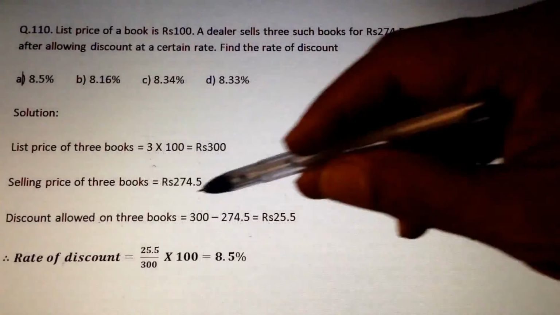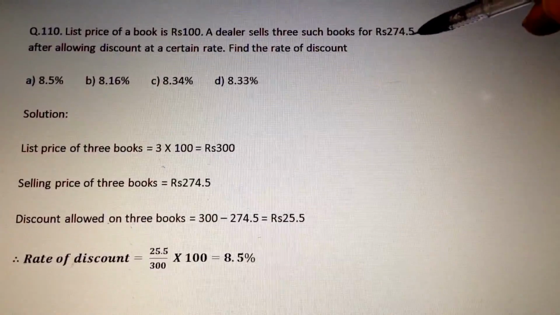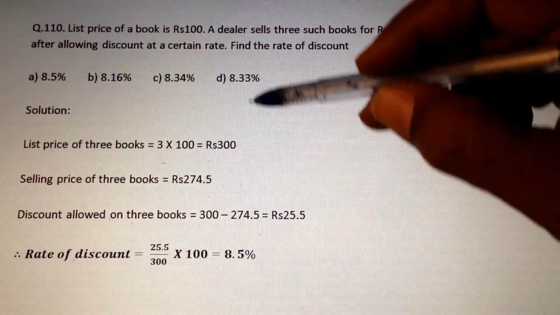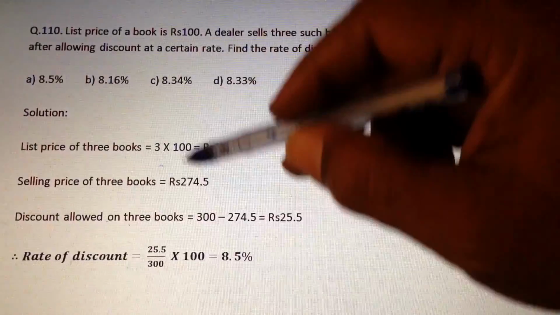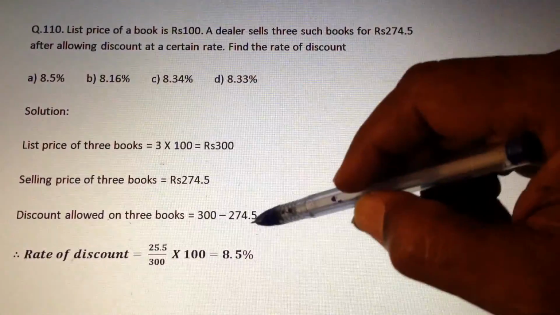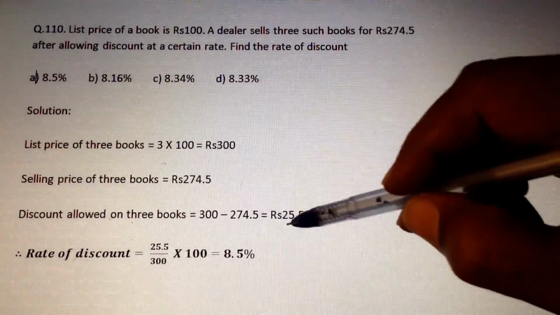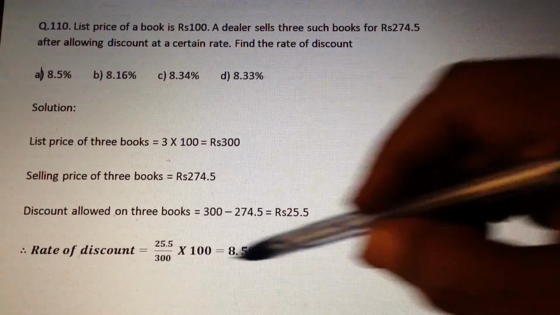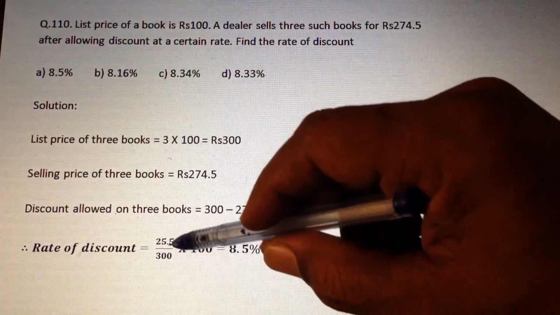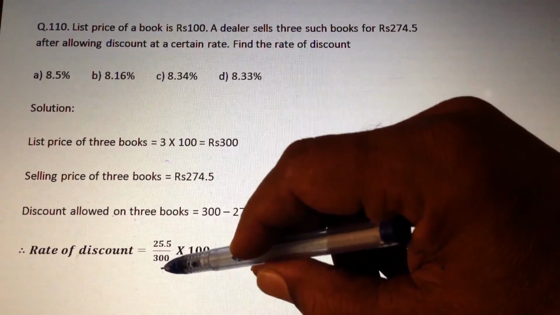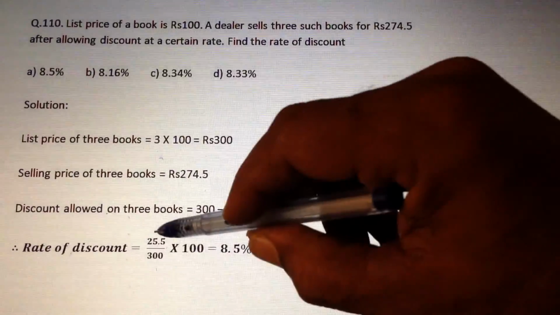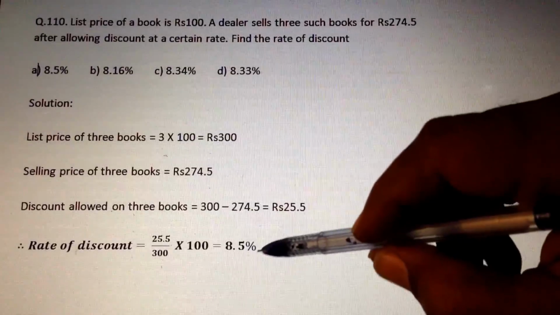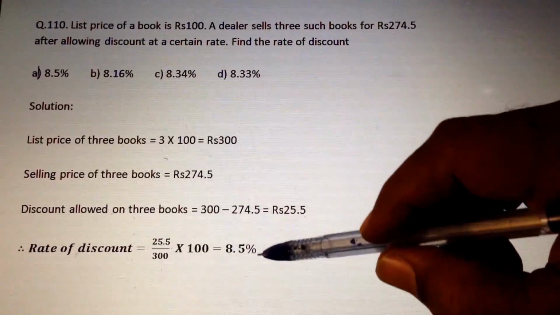Now, selling price of 3 books is already given as rupees 274.50. Therefore, total discount allowed is total list price minus total selling price, which is equal to 300 minus 274.50, which comes to rupees 25.50. Therefore, rate of discount is equal to 25.50 by 300 into 100. Discount by list price into 100. This comes to 8.5%. So our answer is option A.